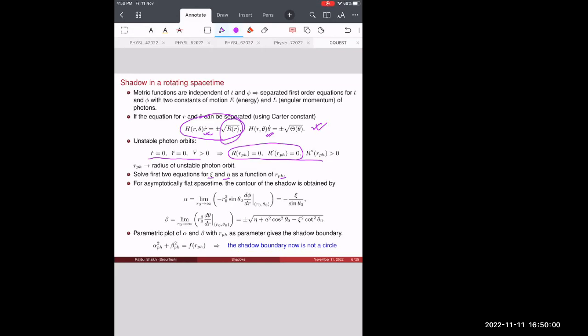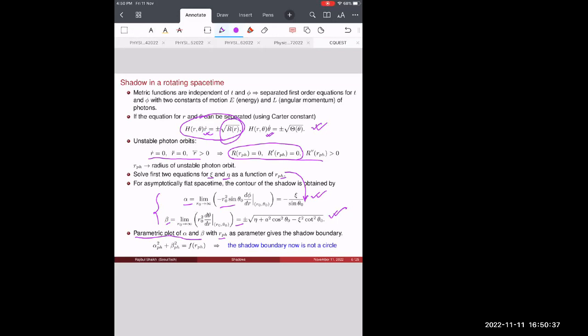Now, for asymptotically flat space-time, it can be shown that the contour of the shadow is obtained using this. This is the expression that I showed earlier. And for a rotating space-time, in terms of the impact parameters xi and eta, this becomes this. If we find xi and eta from these equations, put them in this equation and make a parametric plot of alpha and beta using r_ph as a parameter, then we get the boundary of the shadow.